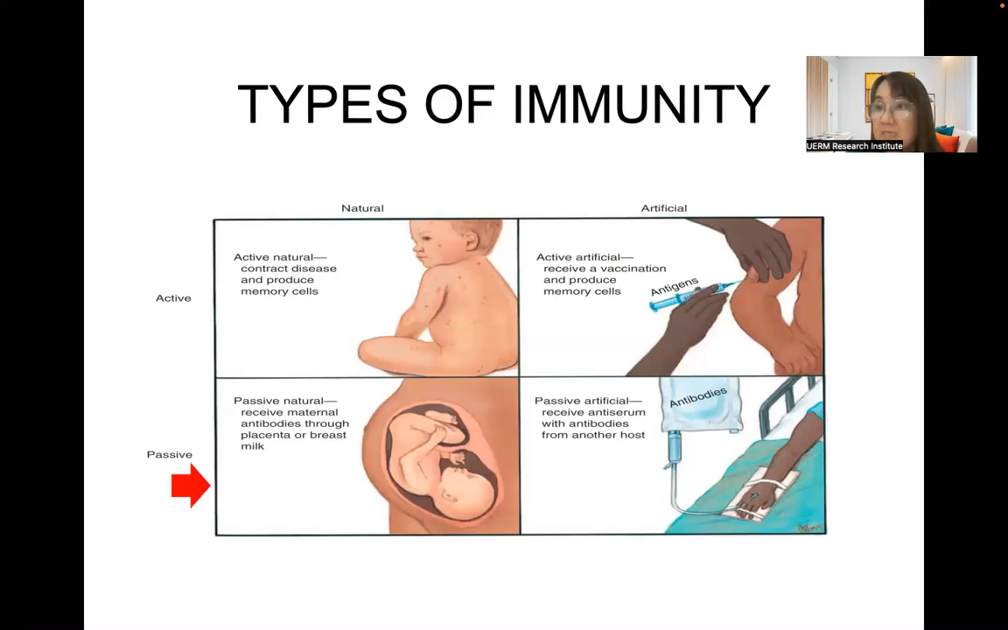Naturally acquired passive immunity is immunity transferred from the mother to the fetus through placental IgG or colostral IgA transfer of antibodies, as in perinatal transmission of hepatitis B or congenital rubella syndrome.